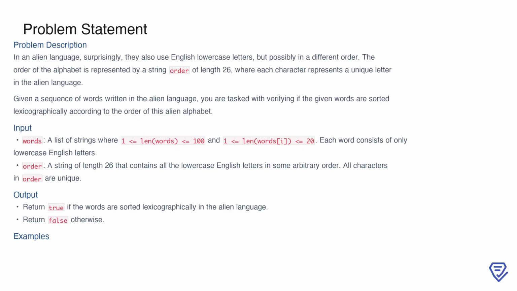For the input, we have two main components. First, words, which is a list containing up to 100 strings, each up to 20 characters long, with all letters being lowercase. Second, order, which is a string of exactly 26 unique characters representing the alien alphabet. For the output, we simply return true if the words are sorted correctly and false otherwise. Let's explore some examples to clarify how this works.